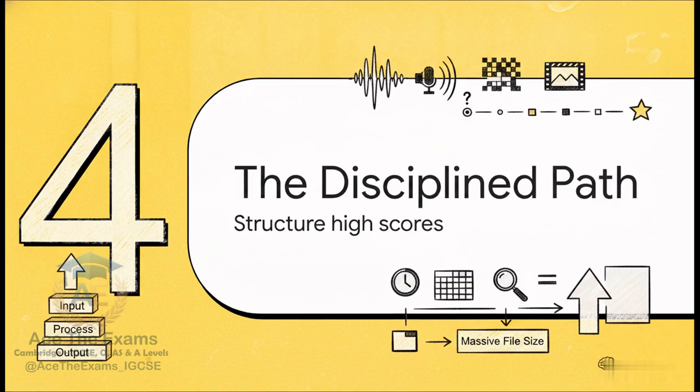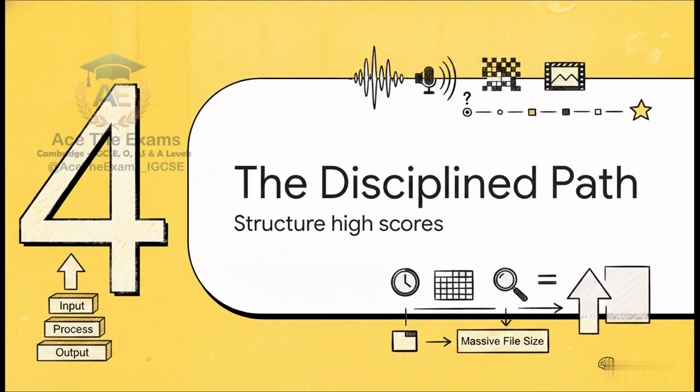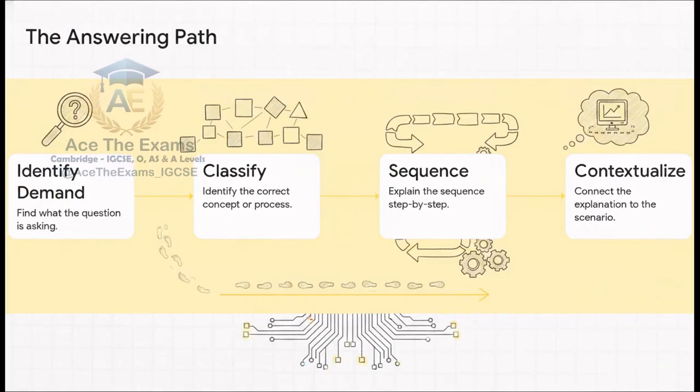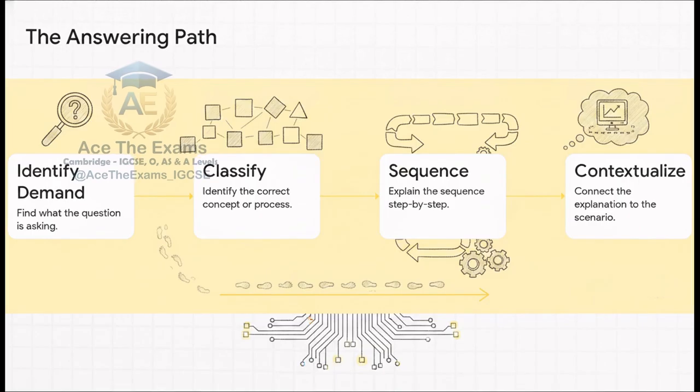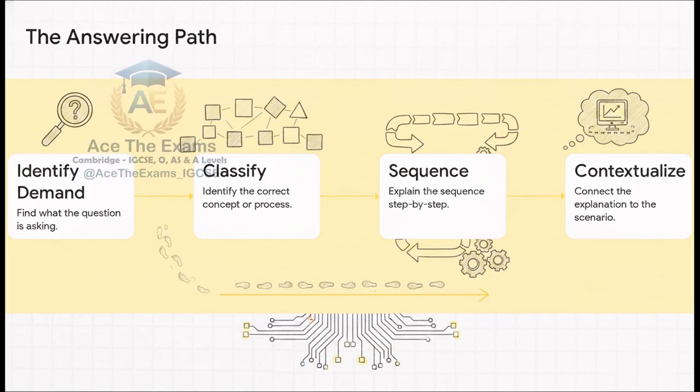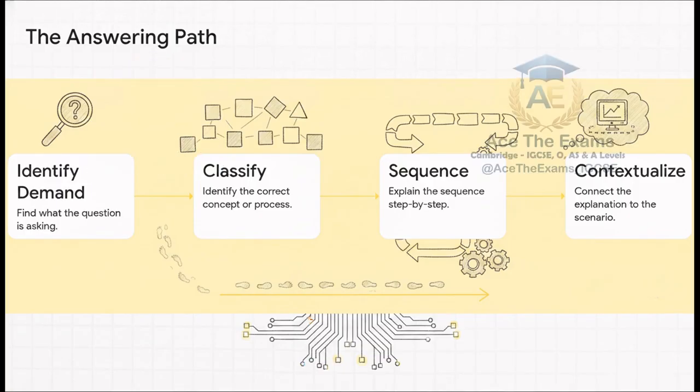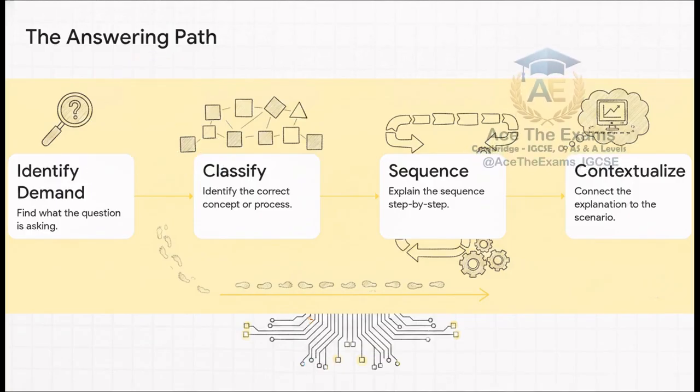Section 4. The disciplined path. We know the traps now. So here's exactly how you need to structure your high-scoring answer to avoid them every single time. To entirely avoid those frustrating mistakes, you need a highly disciplined, logical sequence to follow every single time you see a question about text, sound, image, or video storage.